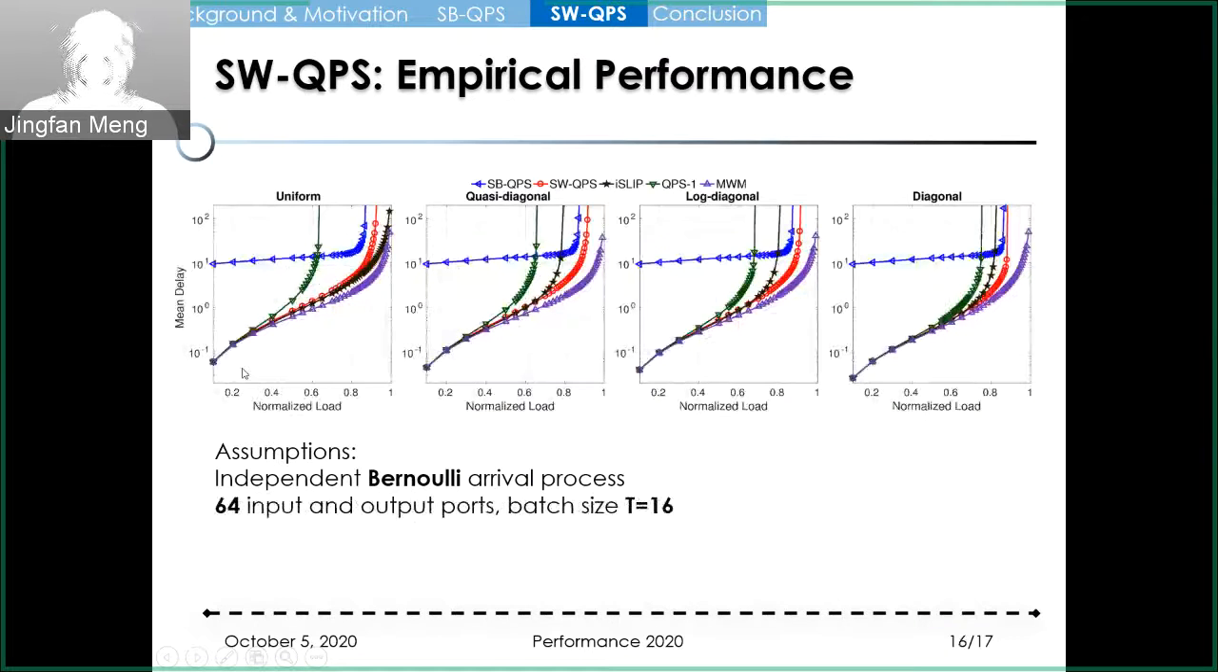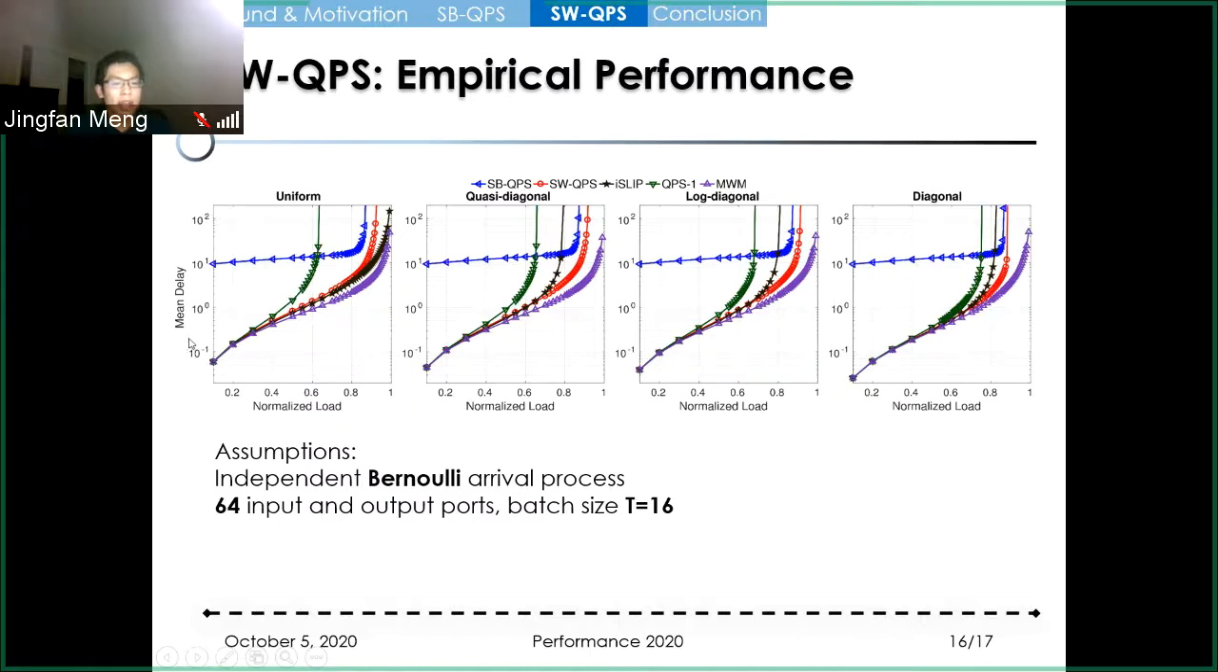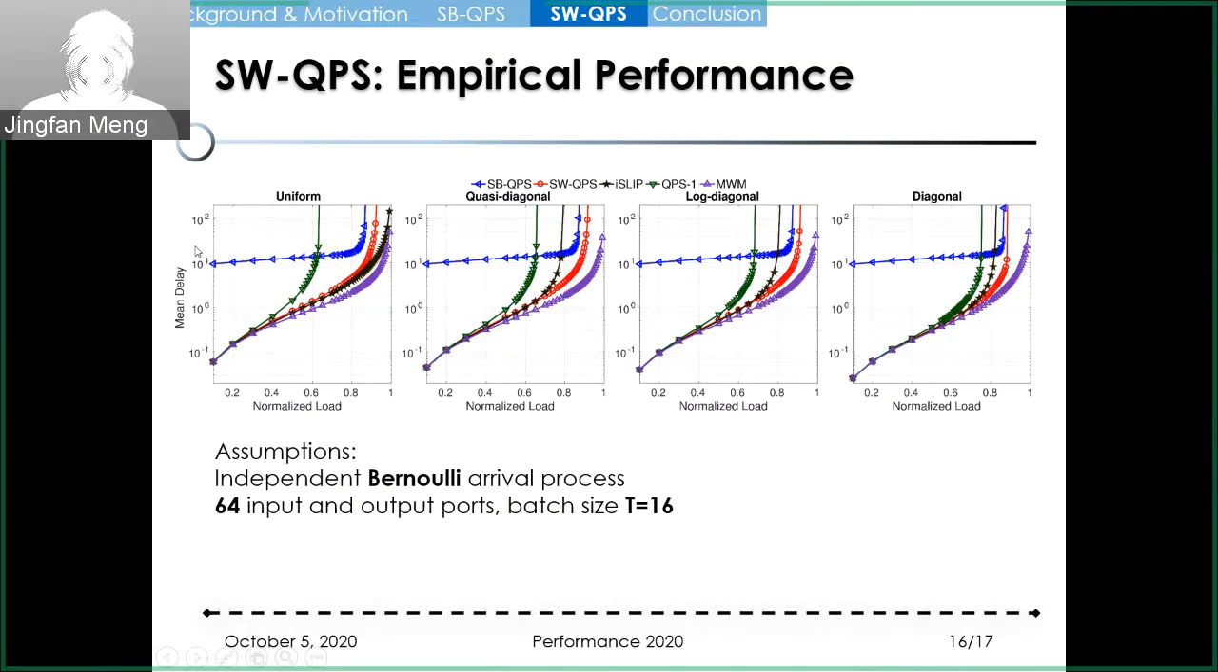This figure shows the average queuing delay under different normalized traffic load levels. From this figure, we can see sliding window QPS achieves lower queuing delay than small batch QPS and QPS-1. It also achieves lower queuing delay than iSleep except under uniform traffic.